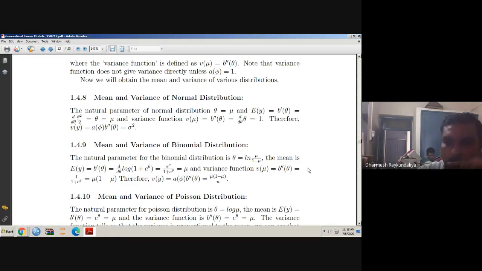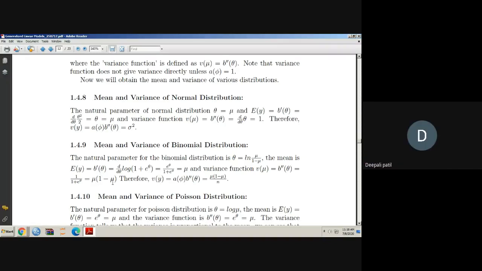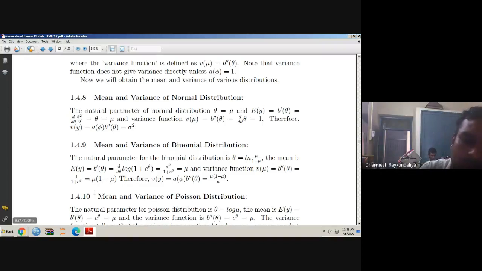Okay, so one quantity is missing in mine, which is why I asked you to derive it. The quantity e raised to theta upon 1 plus e raised to theta whole square, we can write as e raised to theta upon 1 plus e raised to theta into 1 upon 1 plus e raised to theta. Because e raised to theta upon 1 plus e raised to theta is mu, and 1 upon 1 plus e raised to theta is 1 minus mu. So this is the variance function of a binomial distribution. What is the mean? Mean is mu.